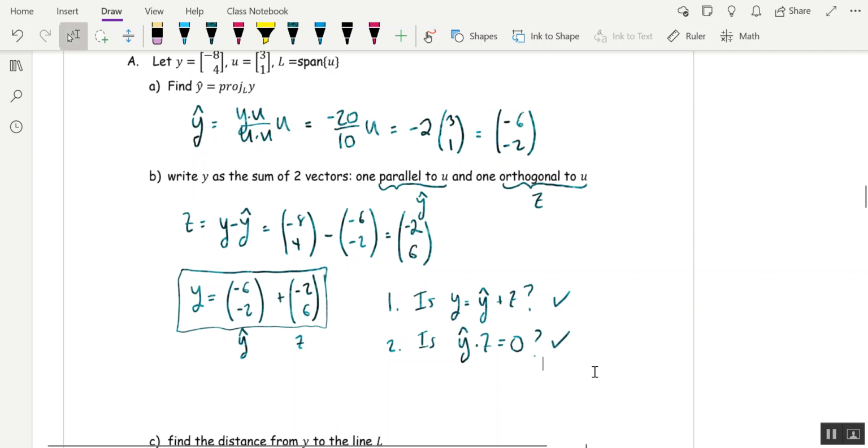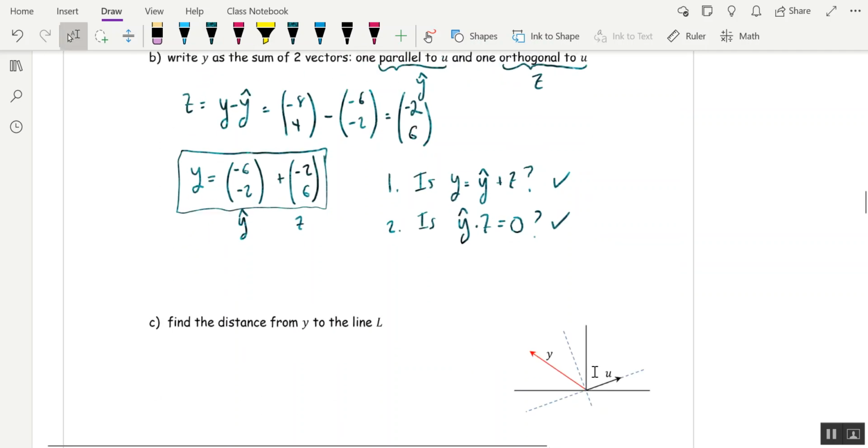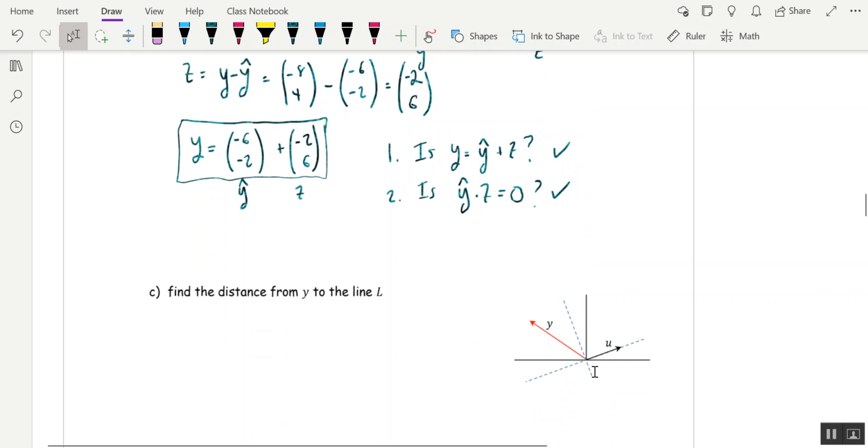All right, and then finally, the distance from Y to L. So the distance is the length of Z, which is the square root of, here's Z up here, that would be 36 plus 4, square root of 40.